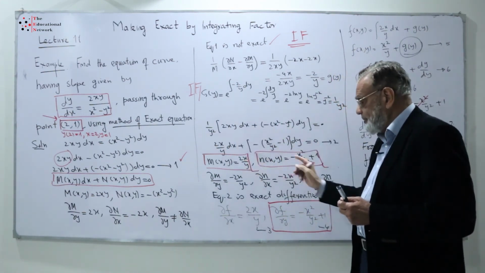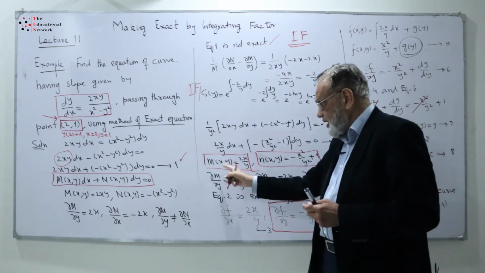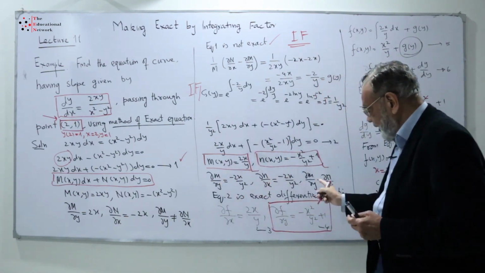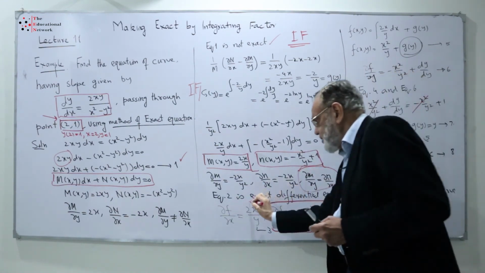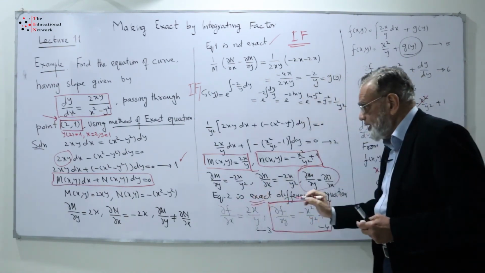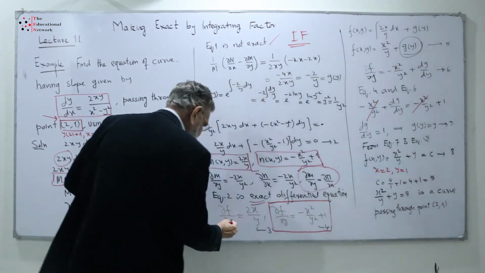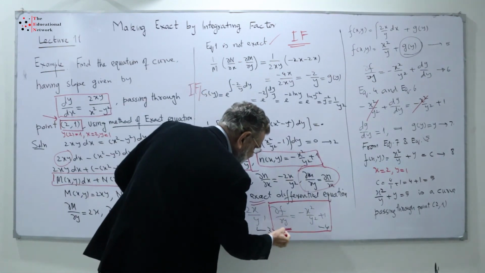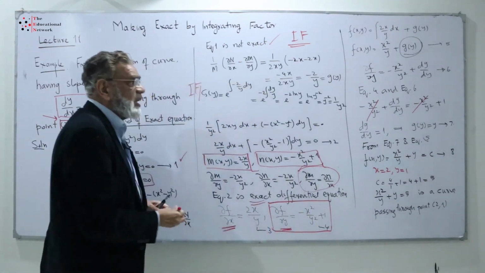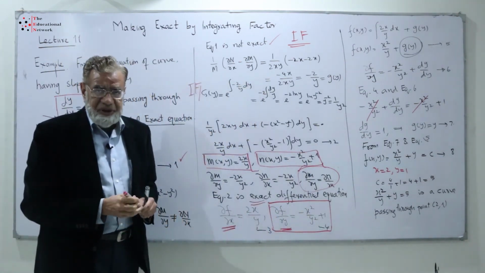Now this is my M, this is my N. Now I take the test: partial M by partial y, partial N by partial x. They are equal. So as they are equal, we say the equation is an exact differential equation. If it's exact, then we can write partial f by partial x is equal to M(x,y) and partial f by partial y is N(x,y). And we solve these, number 3 and number 4, to get the solution f(x,y).